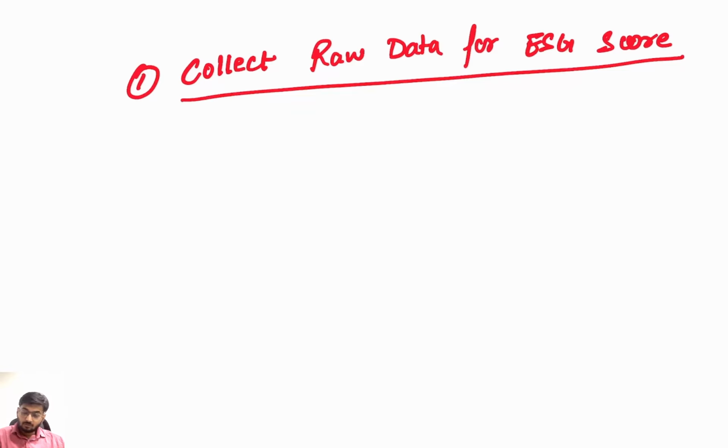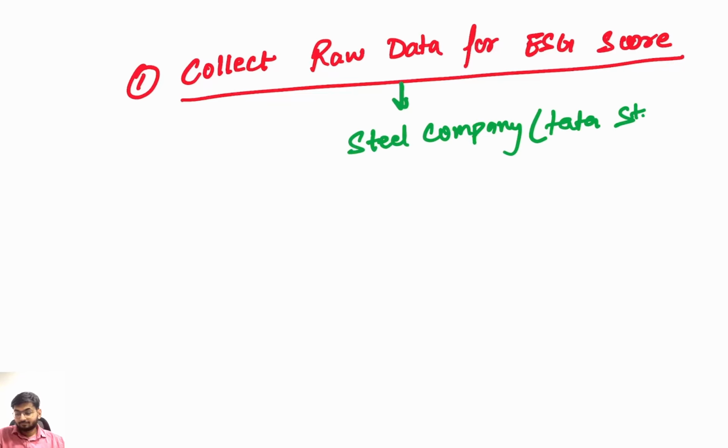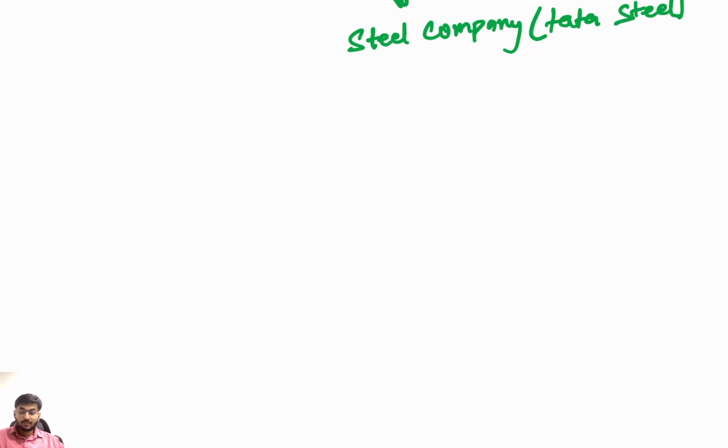Now you have to calculate it for a given company. Suppose it's a steel company, and let us take an example of Tata Steel. Clear? So what information are you going to gather? Companies file their sustainability report with the regulators, along with the company annual report. So from there you are going to get the company sustainability report.